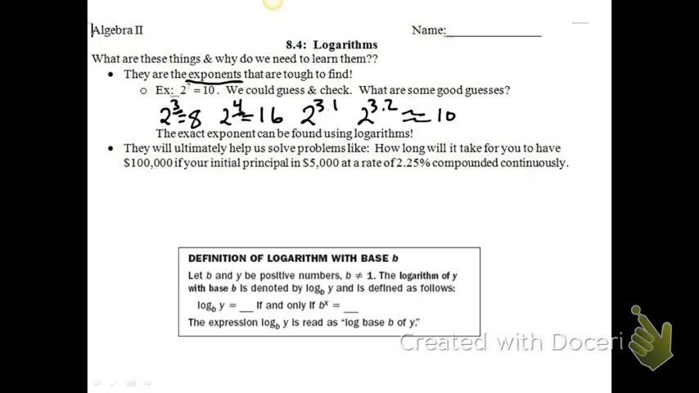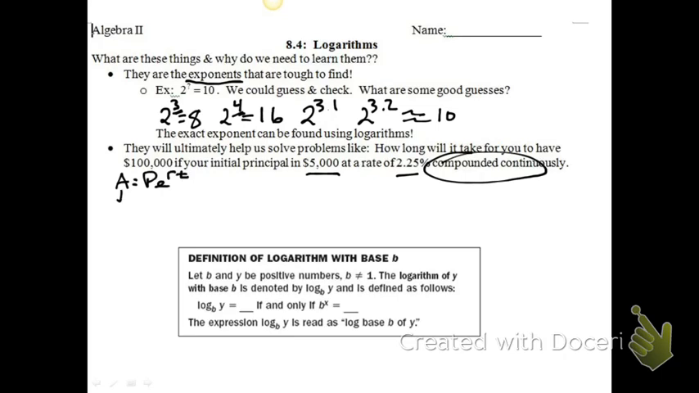How long would it take for us to have $100,000 if we had an initial principal only of $5,000 at a rate of 2.25% compounded continuously? Let's set the problem up. If you know you're compounding continuously, hopefully the first thing that pops into your head is that PERT formula, A equals P times e to the power rt.